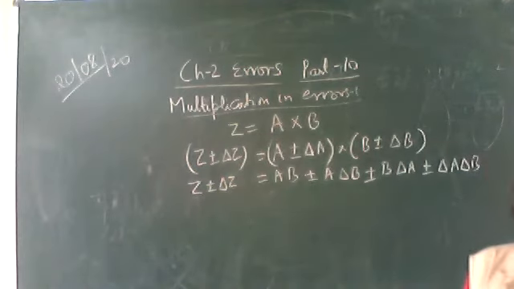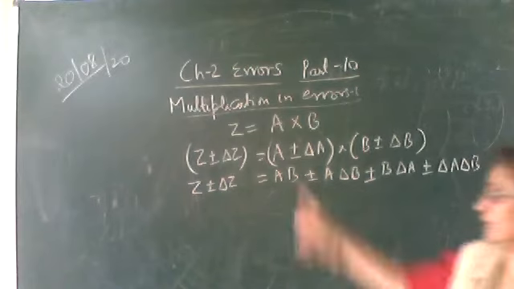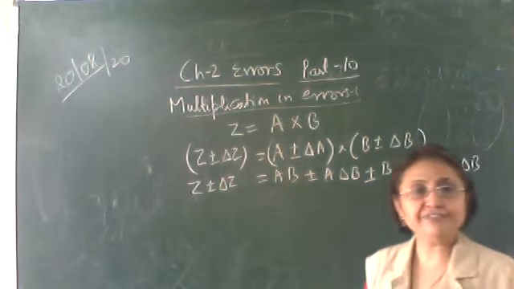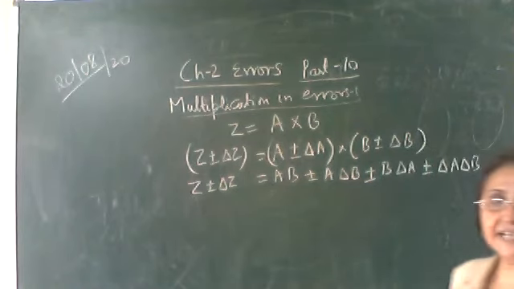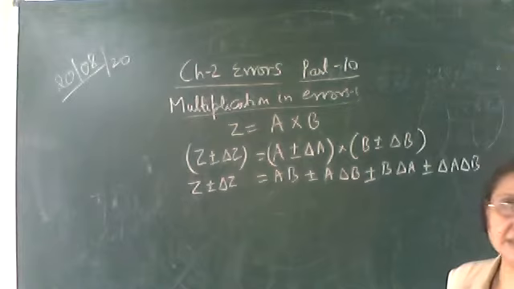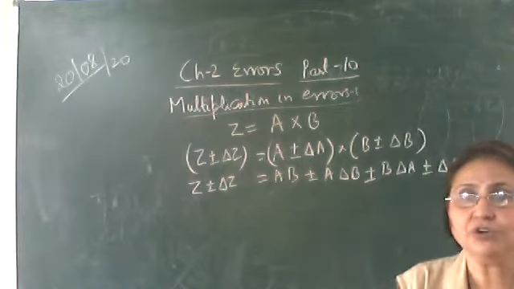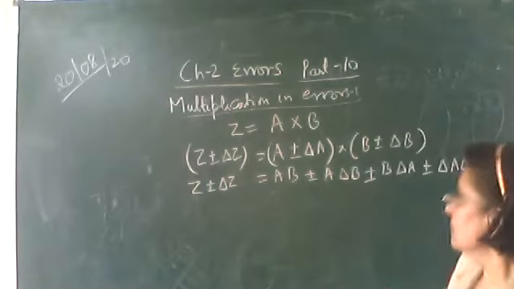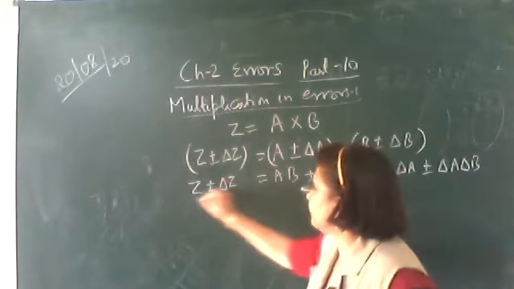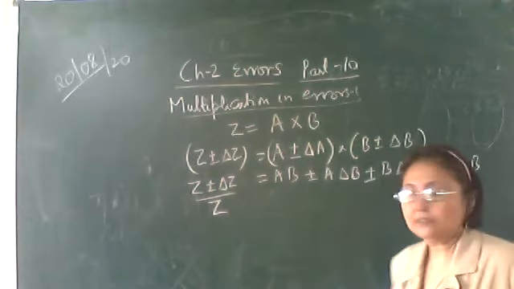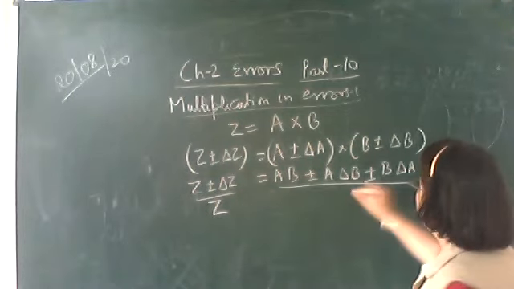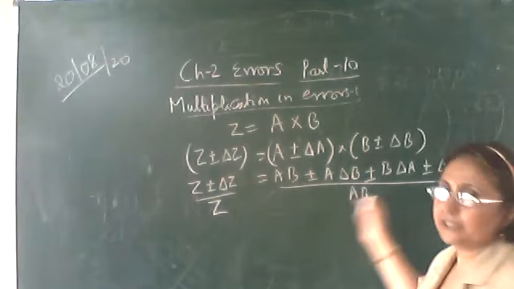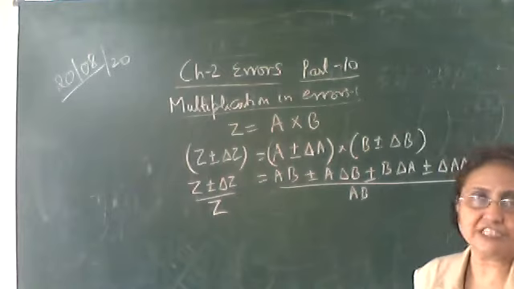Now as we know that z is equal to a into b, we can divide the left hand side by z and the right hand side by a into b. One and the same thing. Why? Because z is equal to ab. That is, you are either dividing both sides by z or both sides by ab.